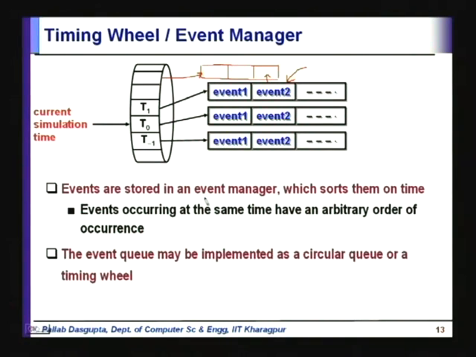So, events are stored in an event manager, which sorts them on time. Events occurring at the same time have an arbitrary order of occurrence. So, if you look at the events which are currently in T 0, all of these can be scheduled in any order, ok. The event queue may be implemented as a circular queue, or alternatively, popularly it is called the timing queue, but as a data structure it is a circular queue, right.